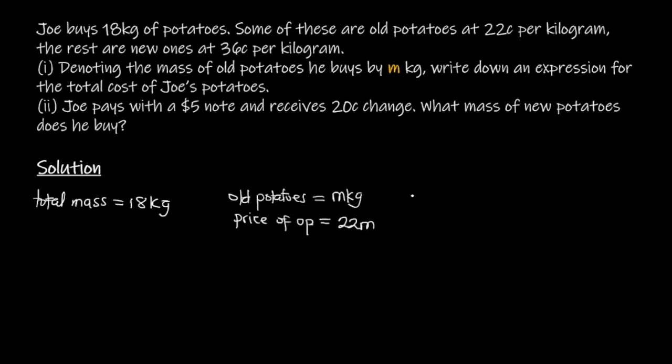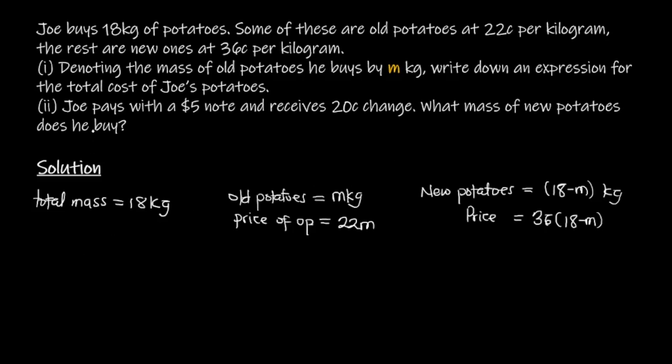All right, now let's look at the new potatoes. So the new potatoes will be equal to, since the total number of potatoes he bought is equal to 18 kilogram, and then the old ones are m. If we subtract m from 18, we get the mass of the new potatoes in kilogram. And so the price of the new potato will be equal to 36 cents multiplied by 18 minus m, and that will give us the price of the new potatoes.